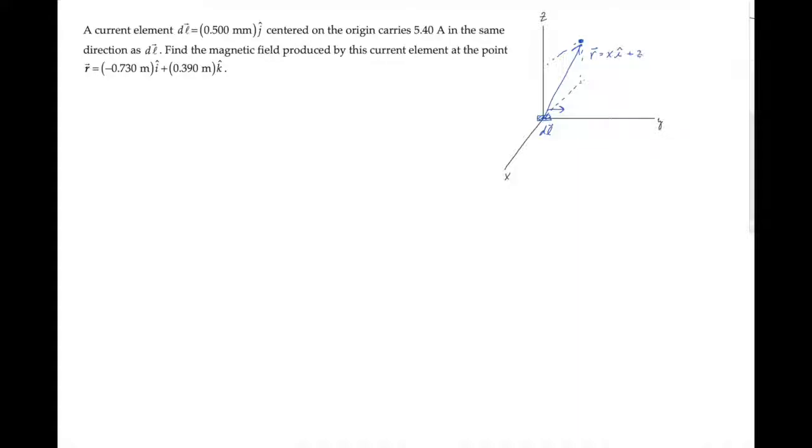We can use the right-hand rule, placing our thumb in the direction of the current element and curling our fingers in the direction of the field, to find that this magnetic field has components in the positive x direction and positive z direction. But to find the magnitudes, we'll need to use the Biot-Savart law. I'll write that here.